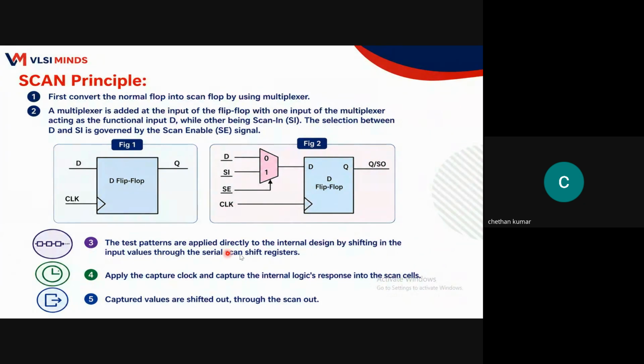Correct? The test patterns are applied directly to the internal design by shifting the input values through the serial scan shift registers. So when all the flip-flops are connected and SE is equal to 1, that means it will be in the shift mode. That logic I will also explain. And during the capture, that means when SE becomes 0, we are capturing the data from the combinational logic, so that we can test the chip and have controllability and observability by making use of these scannable flip-flops in our design.